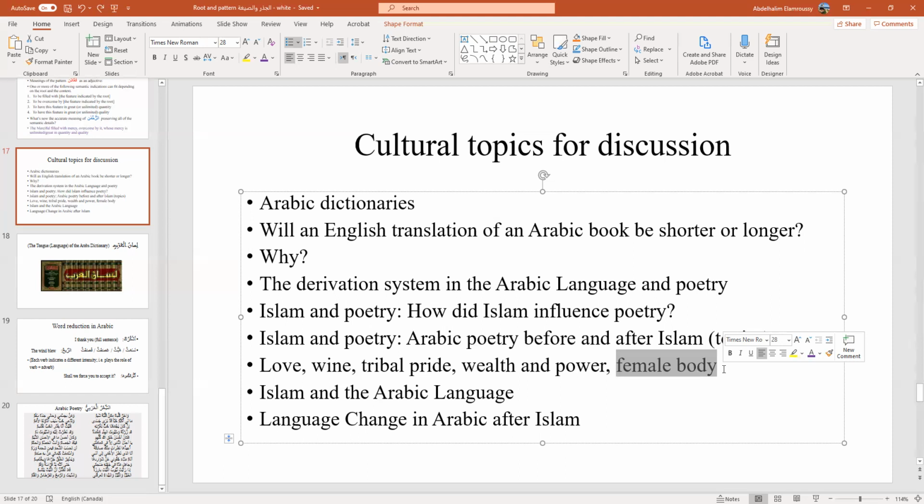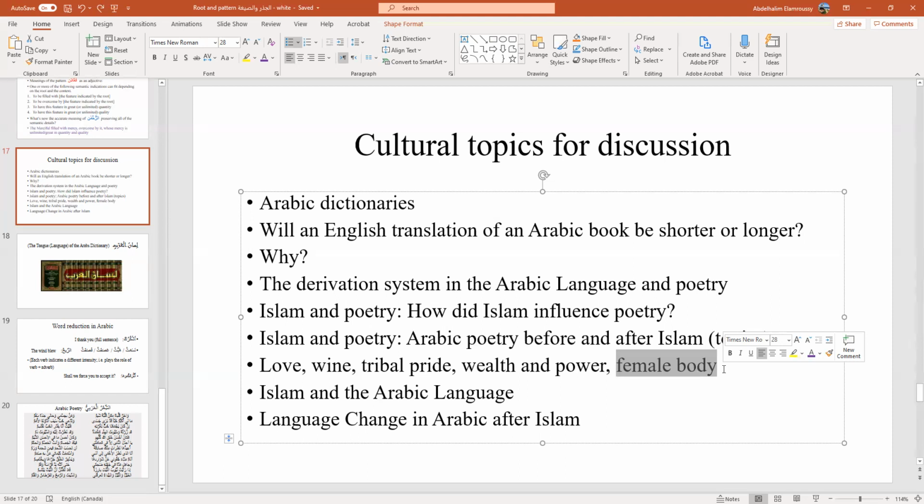Finally, language change in Arabic after Islam. Language change usually goes as follows. So, for instance, if you look at the history of English, if you compare Old English to Middle English to Modern English, you'll find that Modern English is completely different from Old English, because all the time new vocabulary comes in and old vocab is gotten rid of. So at the end of the day, you're dealing as if with two different languages when you compare the same language 1,000 years ago from now.